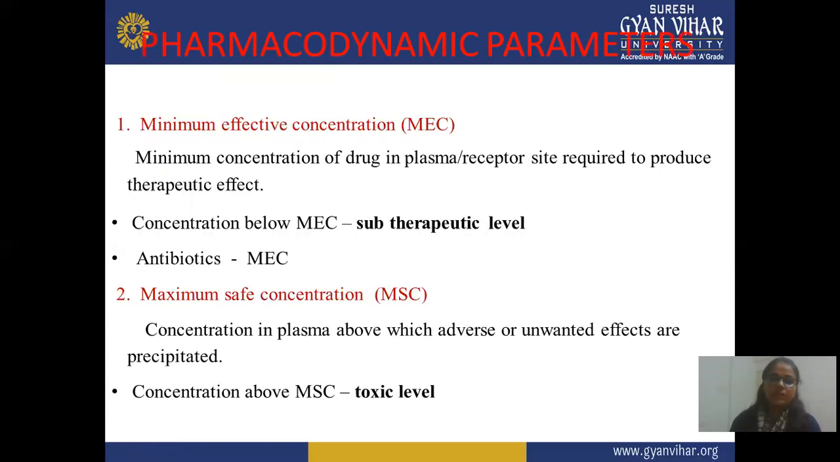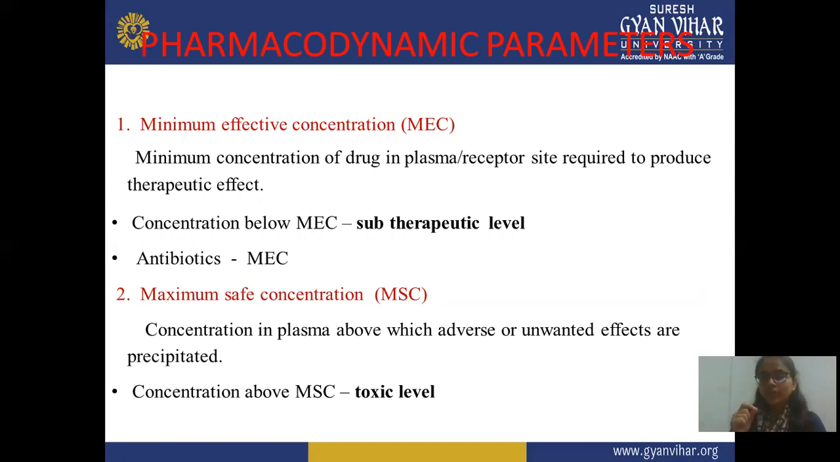Next is the pharmacodynamic parameters. The first is the condition or effect where the concentration of the drug starts to show its effect. This is the minimum concentration of drug in plasma at the receptor site required to produce the therapeutic effect, meaning how much drug is required to show the therapeutic effect, the initial stage at which the drug starts showing the therapeutic response.